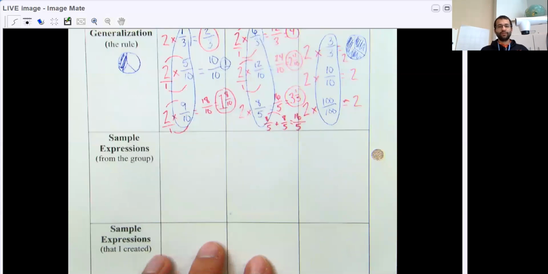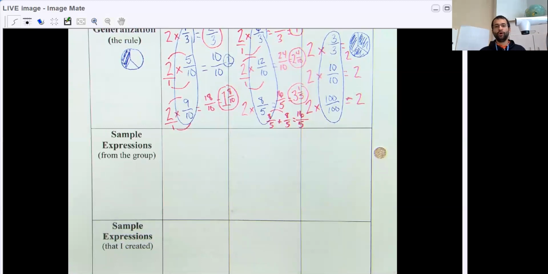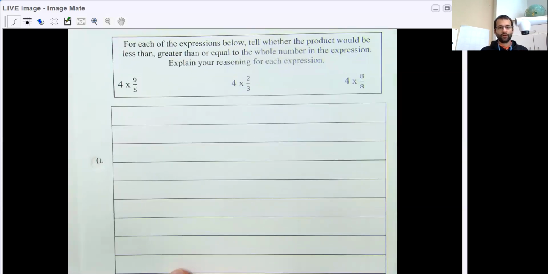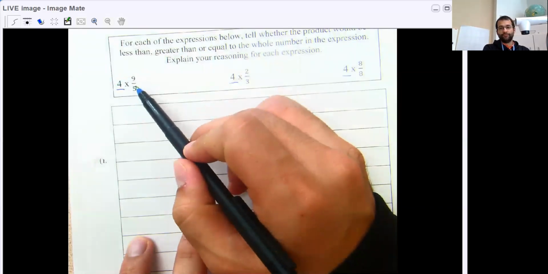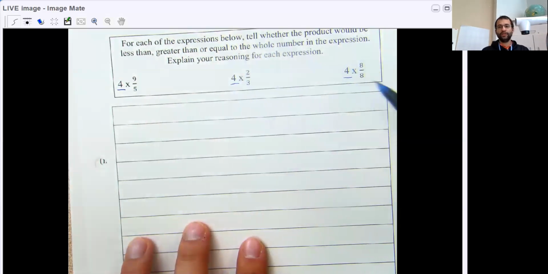So you're gonna now do some examples with your teacher here, and then you are gonna create some on your own and solve them here at the bottom. Then when you finish, you got this as independent work. For each of the expressions below, tell whether the product would be less than, greater than, or equal to the whole number in the expression. Explain your reasoning. So now you're looking at 4. So is this going to be bigger, smaller, or equal to 4?